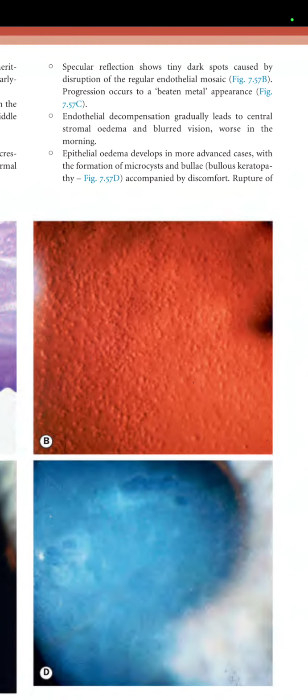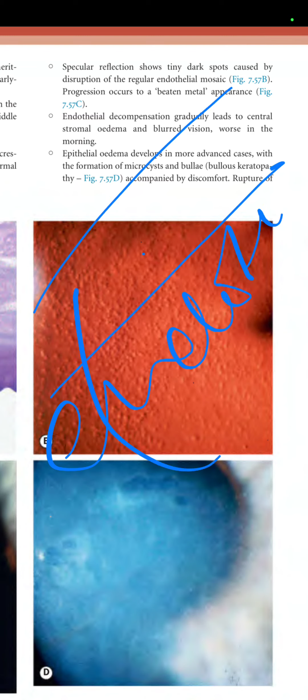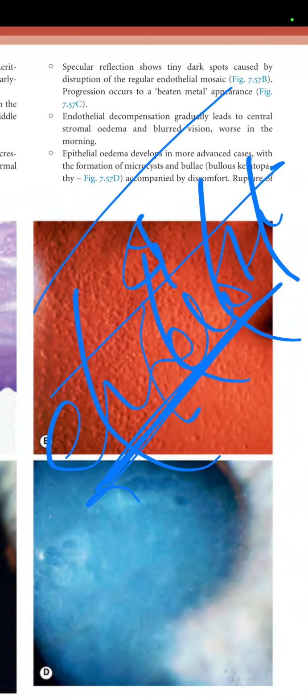Endothelial decompensation gradually leads to central corneal stromal edema and blurred vision, worse in the morning. So what happens is that the endothelium basically has a pumping action. It pumps the water out of the cornea. So when the endothelium is deficient and not working, it can cause corneal edema, stromal edema, and the blurred vision is usually worst in the morning. So when there is stromal edema, there can also be epithelial edema, and when there is epithelial edema, it can lead to bullous keratopathy as well.